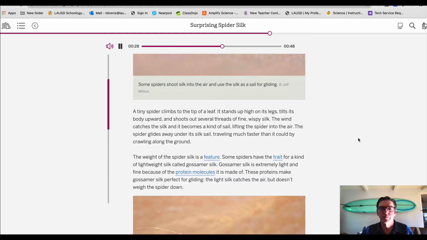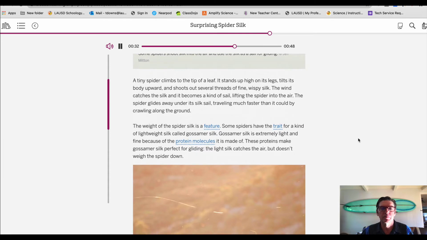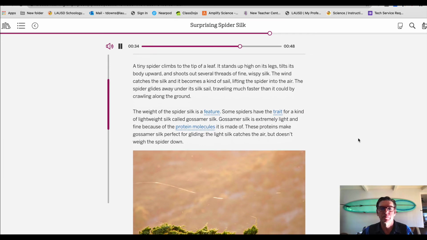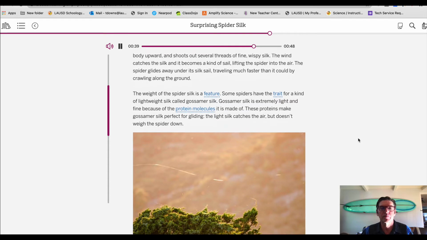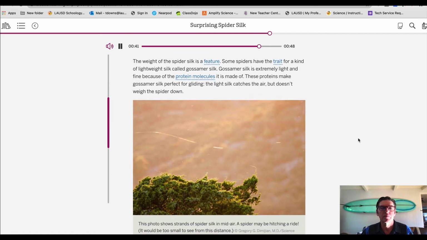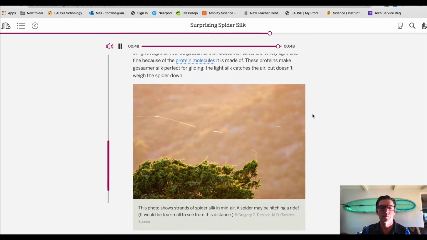The weight of the spider silk is a feature. Some spiders have the trait for a kind of lightweight silk called gossamer silk. Gossamer silk is extremely light and fine because of the protein molecules it is made of. These proteins make gossamer silk perfect for gliding. The light silk catches the air, but doesn't weigh the spider down.